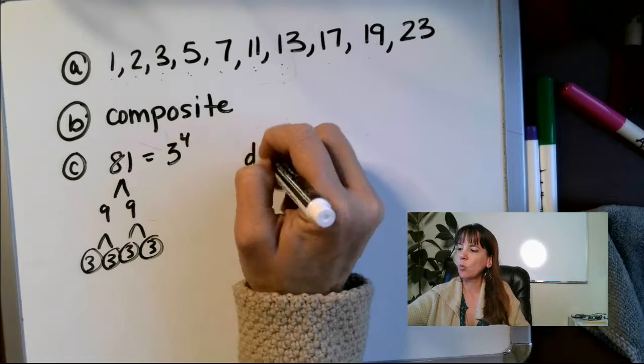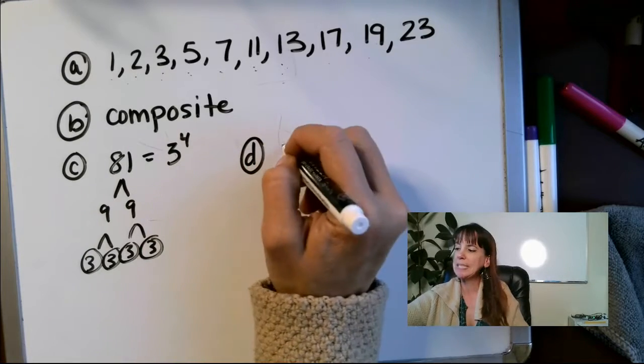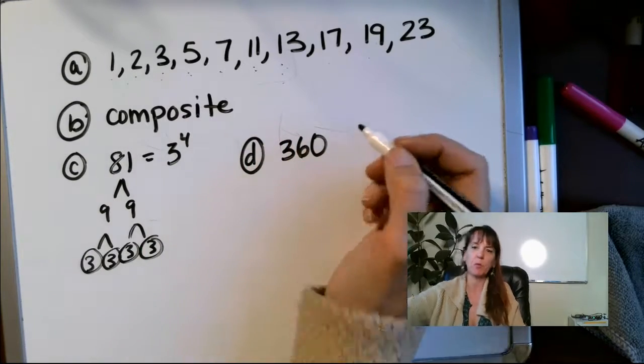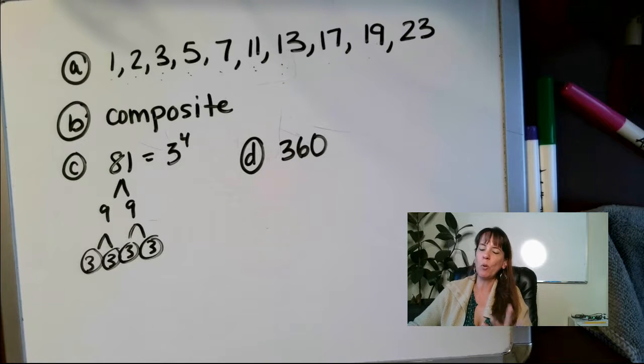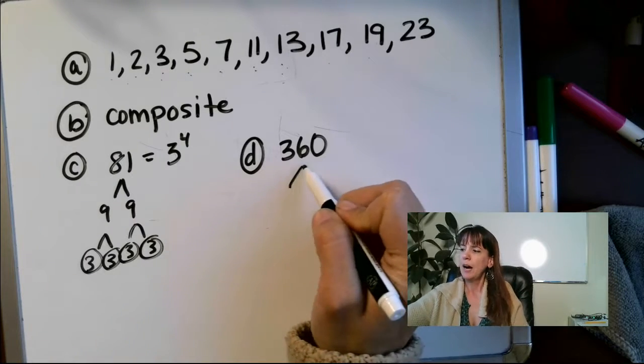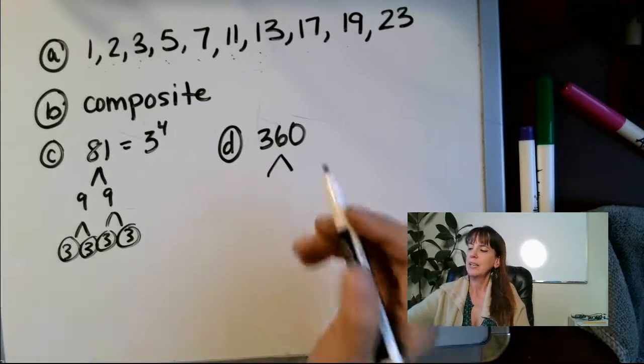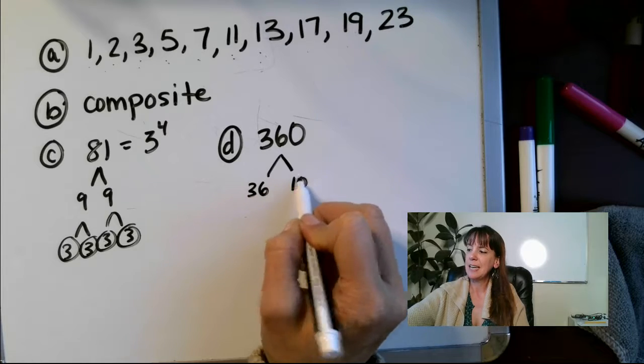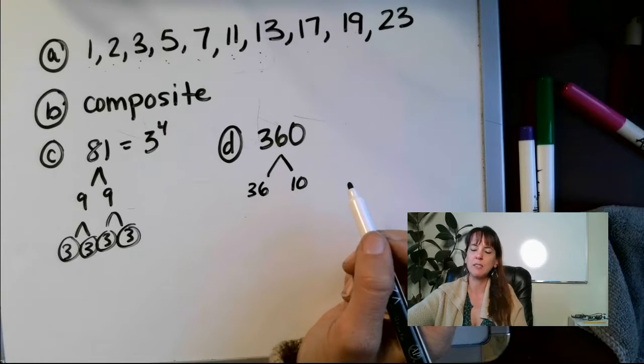Letter D says, write the prime factorization of 360 using division by primes. If you don't want to do it this way, that's totally fine. In fact, I would prefer just a factor tree. There's no point in going back and forth between the two. I probably should have said that at the beginning of the practice, guys. Just do a factor tree. What we could do here is 36 and 10.